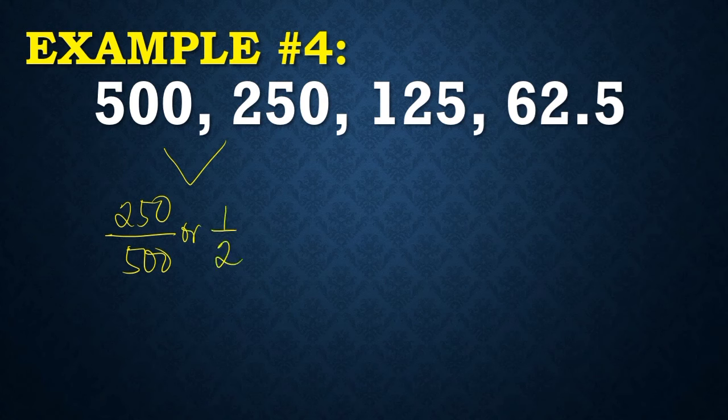Next, 125 over 250. So, yung greatest common factor ng dalawang number na yan ay 125. So, kung ilo-lowest term ulit natin yan, ang makukuha nating sagot ay 1/2. And then, 62.5 over 125. So, ganun pa rin. So, kung i-multiply natin ang 62.5 sa 2, makukuha nating sagot ay 125. Ibig sabihin, ang common ratio din dito or yung ratio between 62.5 and 125 is also 1/2.